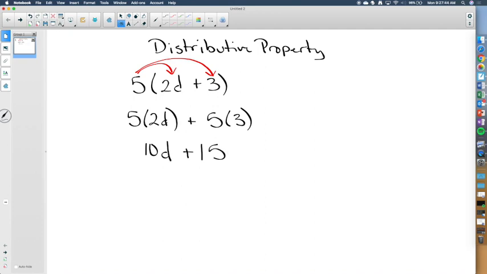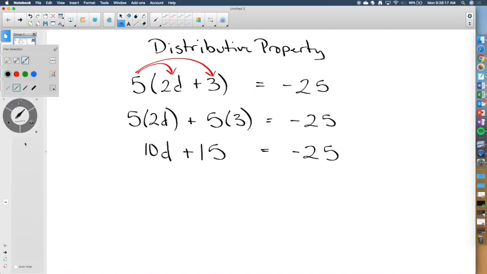Okay, so what I'm going to do now is change that. Instead of just being an expression on its own, I'm going to turn this into an equation by saying on the other side it equals negative 25. And I'm going to carry that through, again keeping your equal signs nice and lined up. So now what I've done is taken this question, which had the distributive property, and made it a two-step equation.